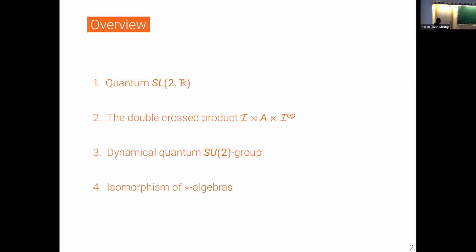So I will start by recalling the definition of quantum SL2R, and from that I will define the double cross product. I will also give the definition of the dynamical quantum SU2 group, and finally I will give the isomorphism of star algebras between this double cross product and the dynamical quantum SU2 group.